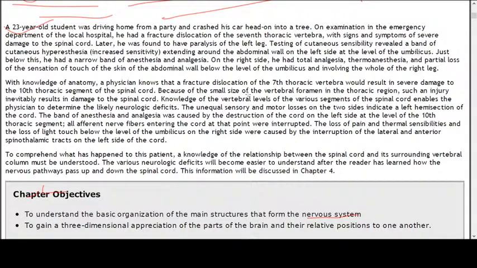Because of the small size of the vertebral foramen in the thoracic region, such an injury inevitably results in damage to the spinal cord. Knowledge of the vertebral levels of various segments of the spinal cord enables the physician to determine the neurological deficit. The unequal sensory and motor losses of the two sides indicate left hemisection of the thoracic segment. All the afferent nerve fibers entering the cord at that point were interrupted. Loss of pain and thermal sensibility and the loss of light touch below the level of the umbilicus on the right side.